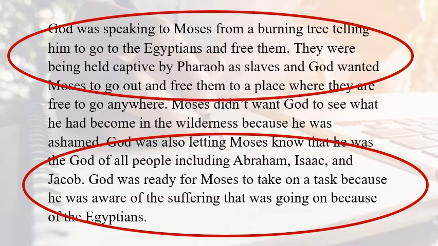There's problems with it. Then there's one sentence that's possibly a summation. It's an interpretation, but I don't even know where they got it, right? Moses did not want God to see what he had become in the wilderness because he was ashamed. Okay, this is very vague. What had he become in the wilderness? Moses didn't want God to see he was a shepherd? Moses didn't want what? What is that talking about? Where do they get that from the story?